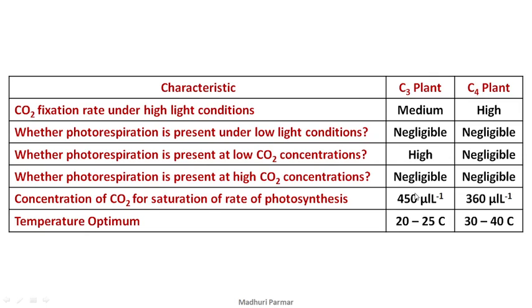Clear? Temperature optimum in C3 plants, it normally works better at 20 to 30 degrees, but in your textbook it is given 20 to 25. So stick to that value, 20 to 25 degrees. And C4 plants, they function better at higher temperature, which is 30 to 40 degrees Celsius. And with that, we are done with the chapter of photosynthesis.